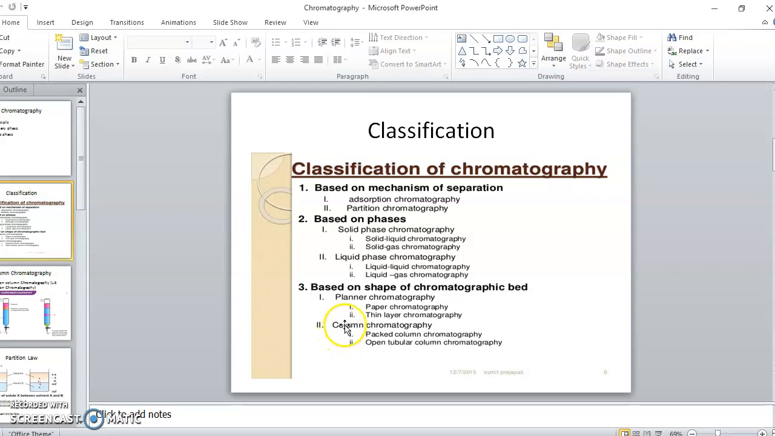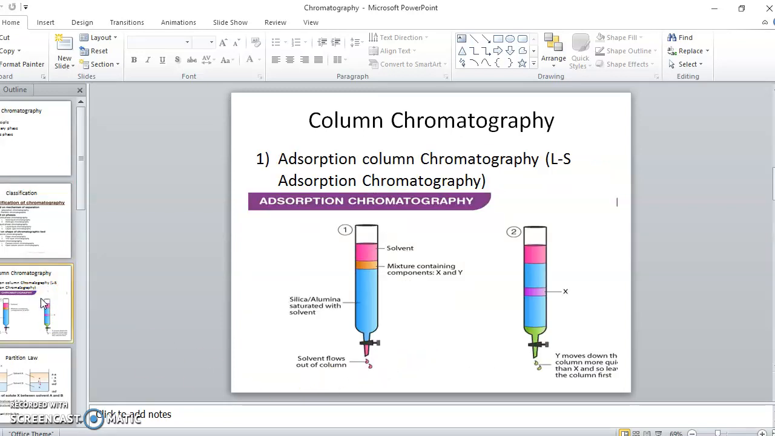Now you have column chromatography. Here the stationary phase is prepared in a column manner, a long column. That's why it is called column chromatography. Now we start with column chromatography. So we can have different types of column chromatography.